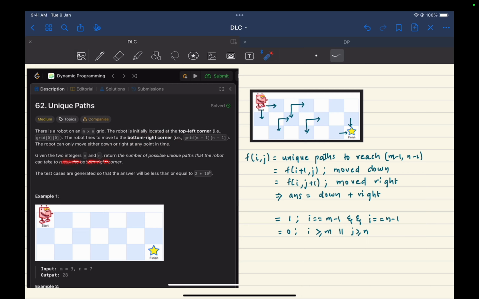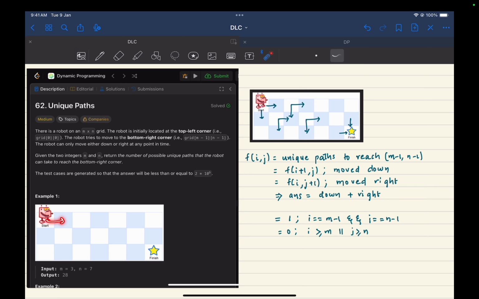Given two integers m and n, return the number of possible unique paths that the robot can take to reach the bottom right corner. Test cases are generated so that the answer will always be less than or equal to this particular value. So if you see, we have been given a robot.